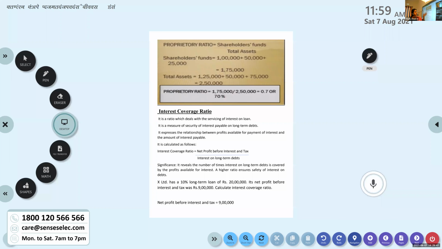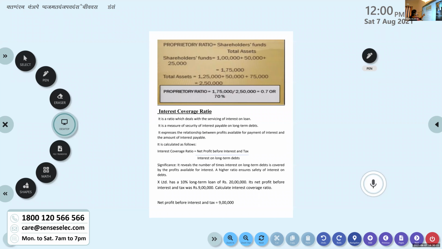So the next ratio is the interest coverage ratio. The next ratio coming under this category of solvency ratio. Interest coverage means that by computing this ratio, it tells us whether the firm is able to service its interest on loan. Definitely, whoever takes a loan will have to repay the loan, including the interest. Interest should be paid.